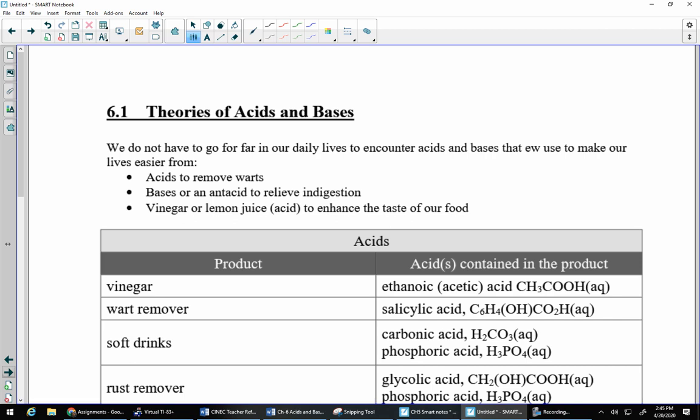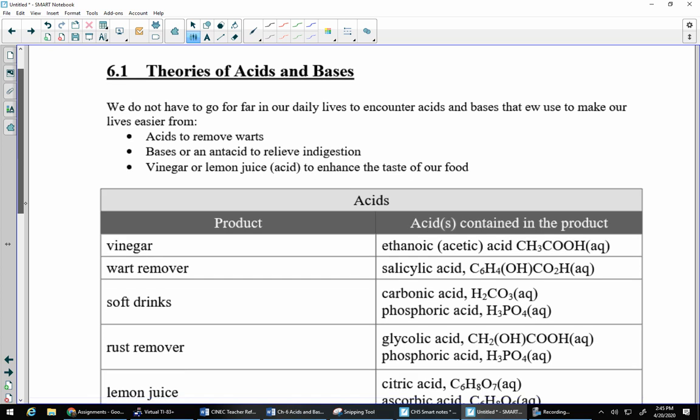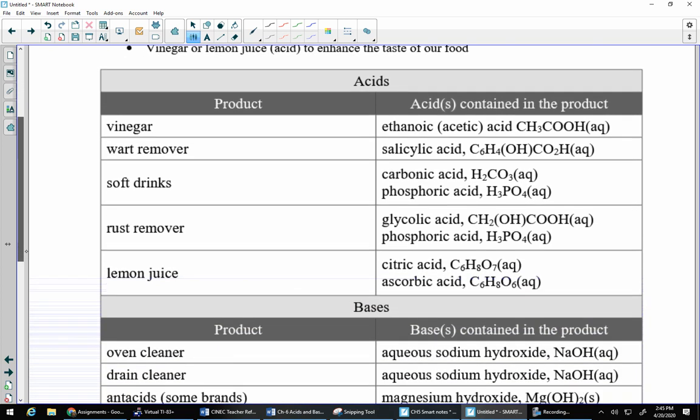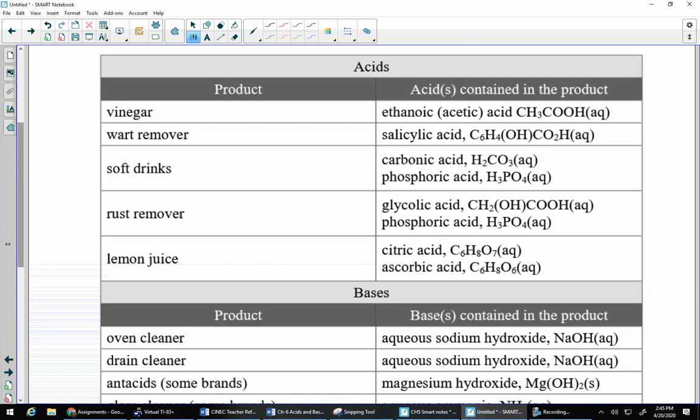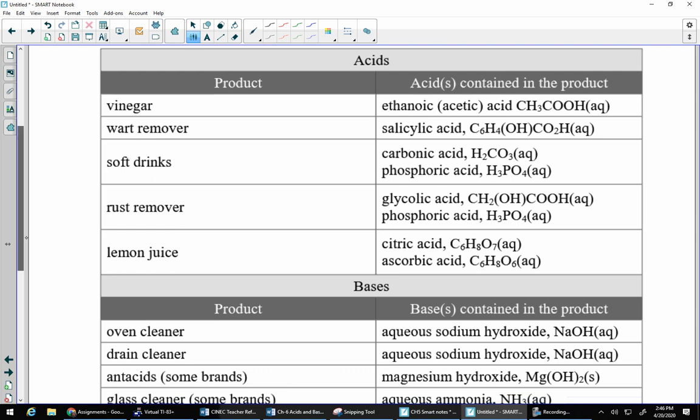Cool. So, first little bit, acids and bases are everywhere in our lives. So, a couple acids, and by a couple I mean very few out of the hundreds and hundreds of acids that we encounter every day. We've got vinegar, which is ethanoic or acetic acid. We've got wart remover, salicylic acid. Soft drinks that contain carbonic and phosphoric acid, rust remover, glycolic and phosphoric acid, lemon juice, citric and ascorbic acid. So just a couple of things that we see all the time.